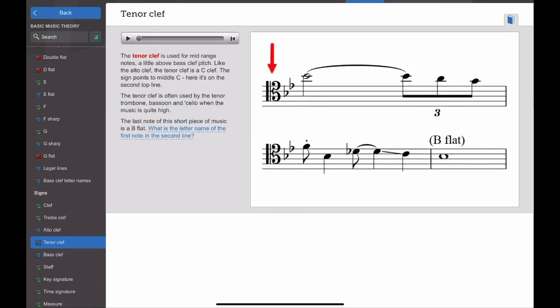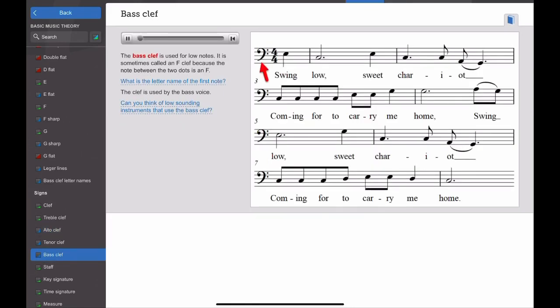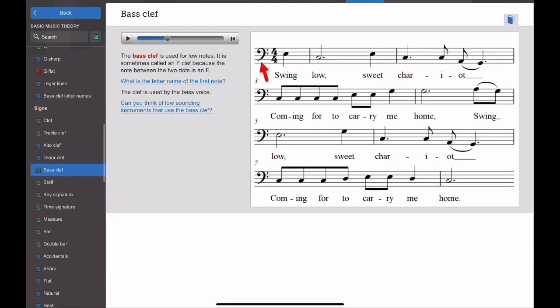So we have some sound. Okay, now here's the alto clef. Now bass clef. Swing low, sweet chariot. I'm sure you guys know about the clefs.